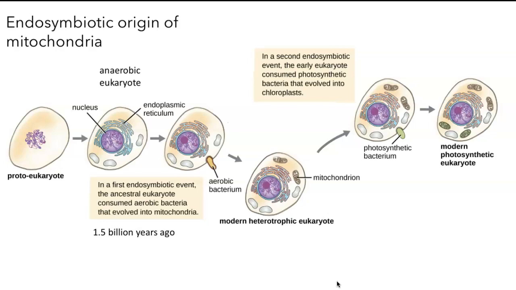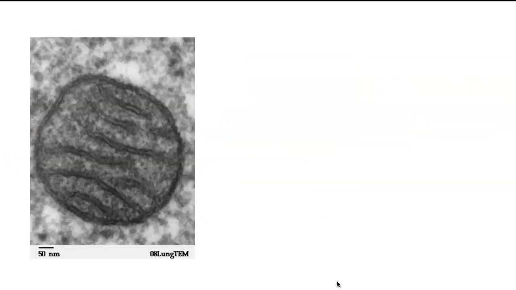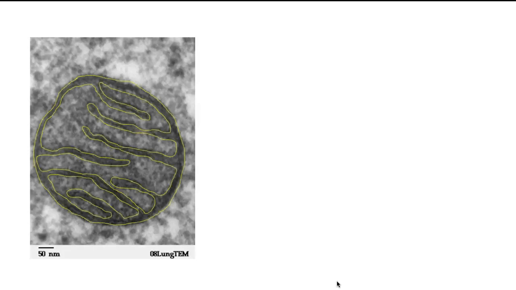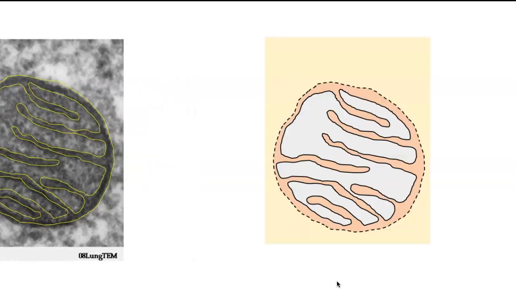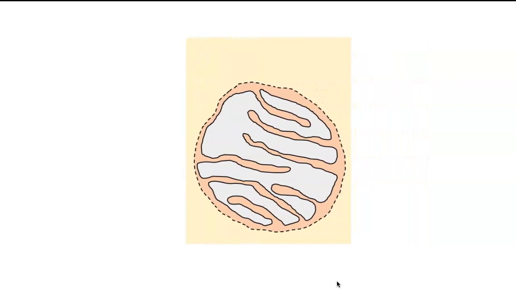Leaving that aside for now, let's return to the electron microscopy images. Well, here we are, and for emphasis, I've colored in the outer and the inner mitochondrial membranes with yellow. It's a little hard to see in electron micrographs, so I'm going to turn it into a cartoon, and now we can look at the structure in more detail.